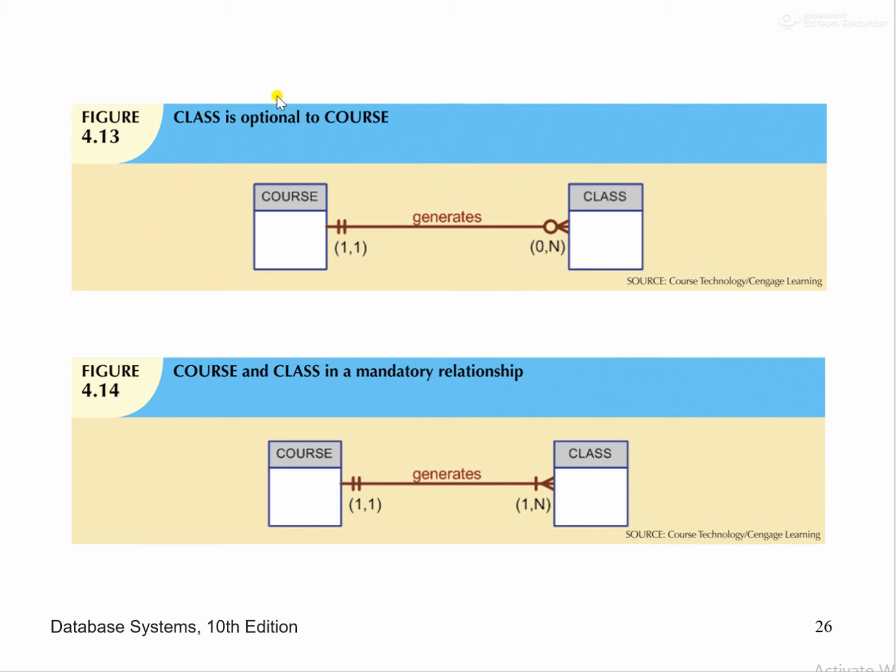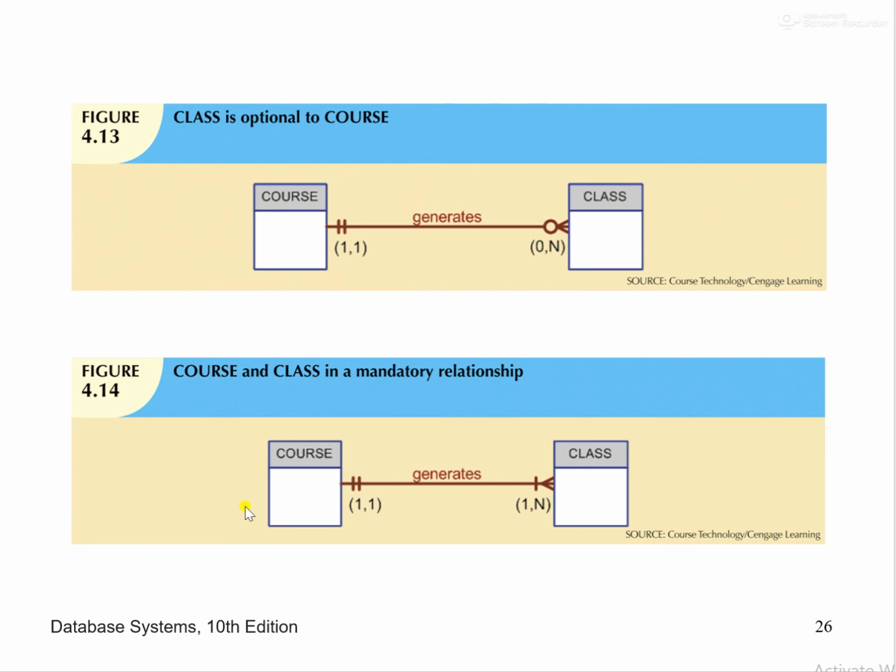Okay, here we show the course entity and class entity, and they have a relationship generate and they have one to many relationship. But in the upper side, it has optional. Many side is optional, 0 to n. It is possible that there is a course that exists, but it is not offered in this semester, so it doesn't have any class. Okay, so 0 to n.